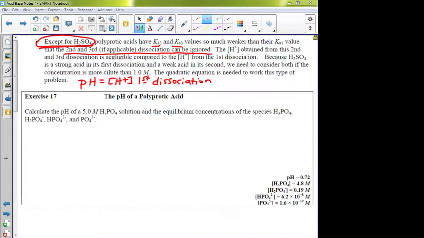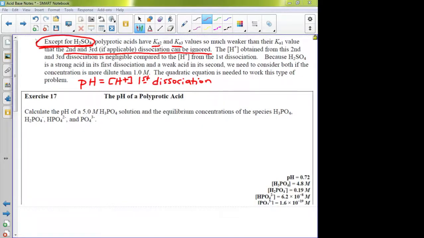Now that doesn't mean that they can't ask you more questions about that second and that third dissociation, okay? But it means as far as the pH is concerned, it would only come from the concentration of hydrogen from the first one. Everybody got that? It was a lengthy paragraph just to say that one thing.